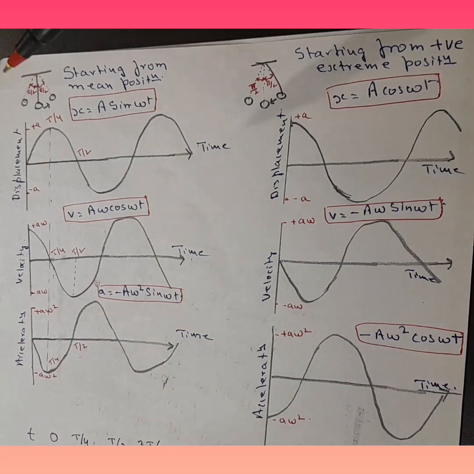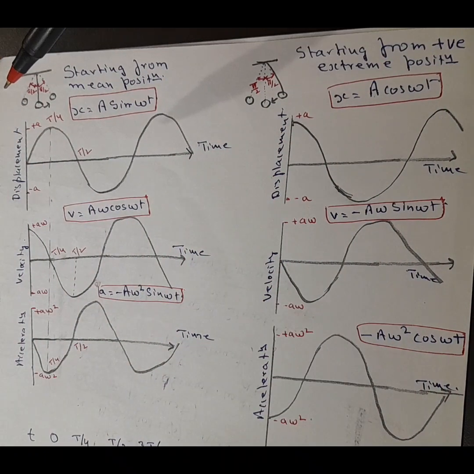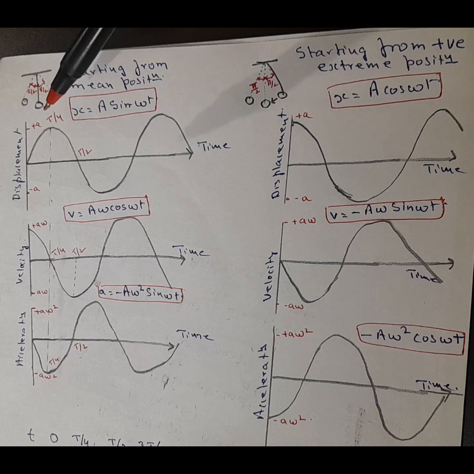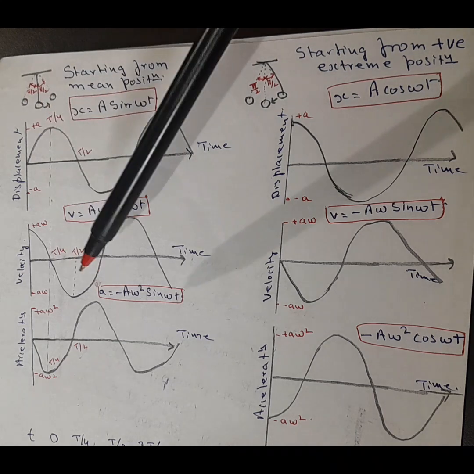Okay guys, now let's do a bit in depth the graphical studies. Now we saw that in one case the SHM started from mean position, in another case we saw that it started from extreme position. So we derived those equations and graphs.